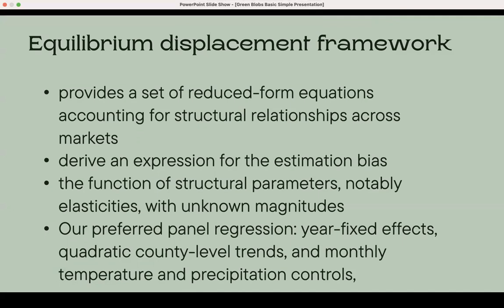Additionally, our panel data is going to include different types of time period data. It's going to have yearly effects, quarterly quadratic county-level trends, and monthly temperature and precipitation information.